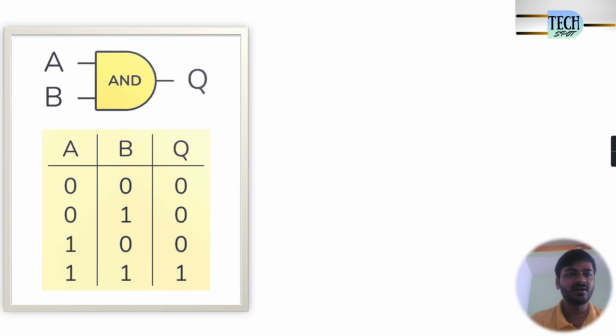Now you can see the truth table of the AND gate. The AND gate has two inputs A and B and one output. What it tells is, if both inputs are high, then only the output will be high, otherwise the output will be low. So to implement this AND gate, we'll draw a 2:1 mux.